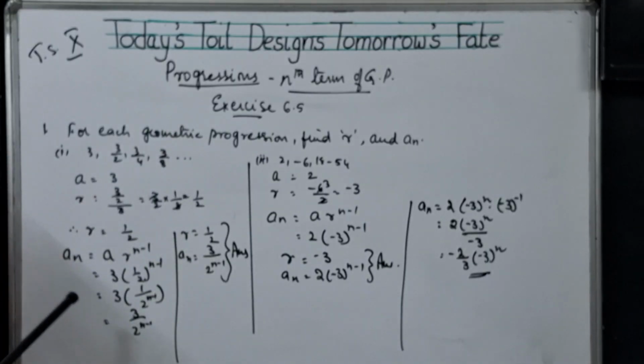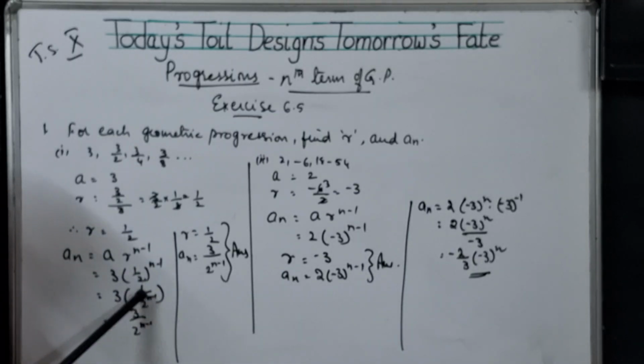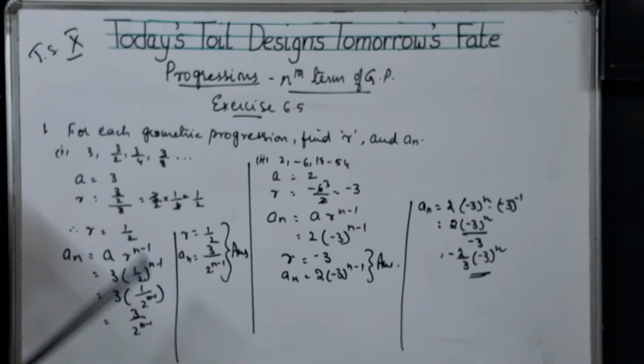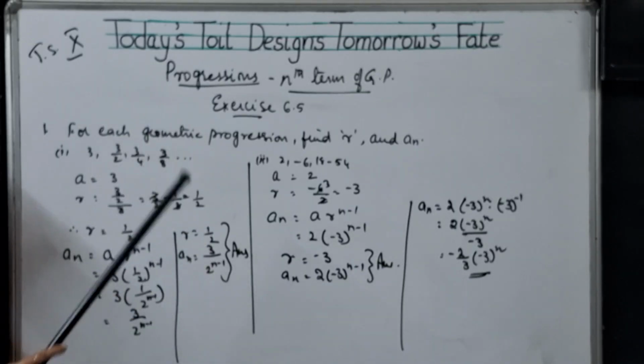R is 1 by 2. Nth term is A into R to the power of n minus 1. A is 3, so 3 into 1 by 2 whole to the power of n minus 1. That means 3 into 1 by 2, and this n minus 1 can be taken as a power for 2. So 3 by 2 to the power of n minus 1. So 1 by 2 and 3 by 2 to the power of n minus 1 is considered as the answer for this problem, children.